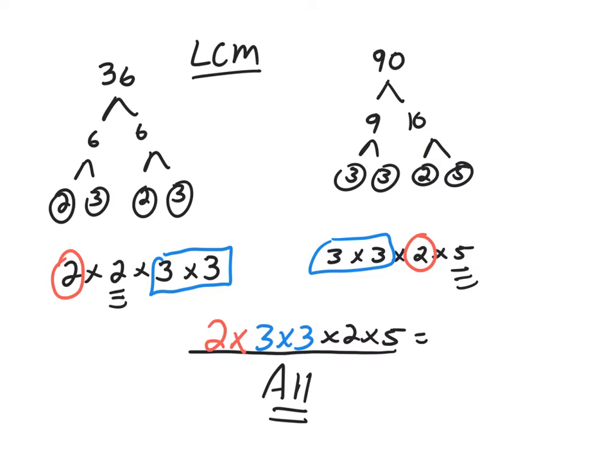And if it gets kind of big, we just go, well, what's 36 times 5? 6 times 5 is 30. 5 times 3 is 15. Plus 3 is 18. So the least common multiple is 180.